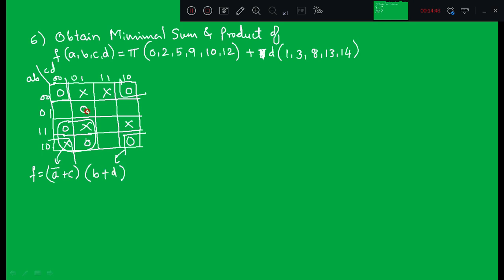Then this 0 can be grouped with these 4, this 0. So this 0 can be grouped with this 0 and these two don't care. So what is the expression for this? It is C plus D bar, right? So this is the expression, right?